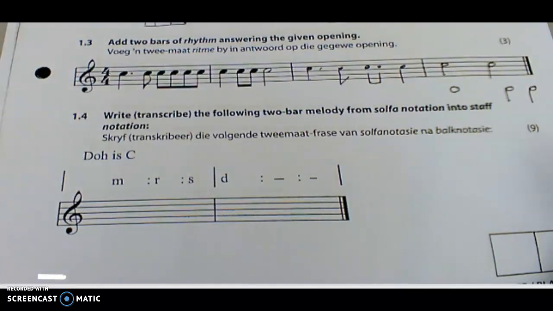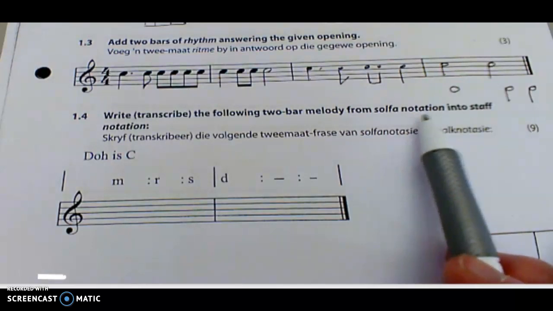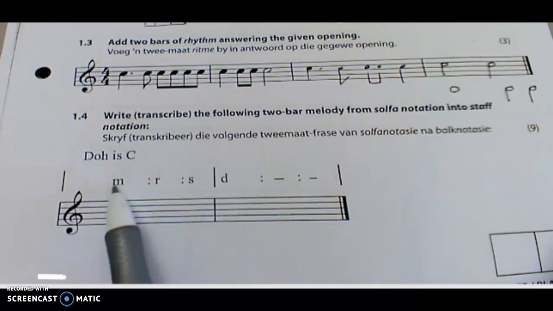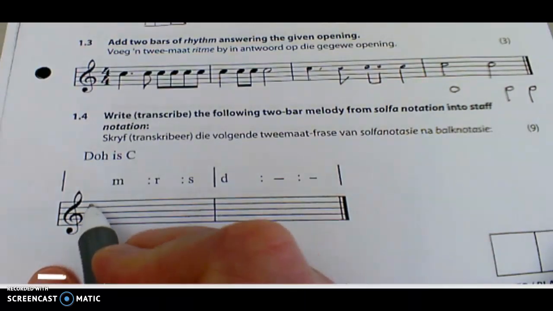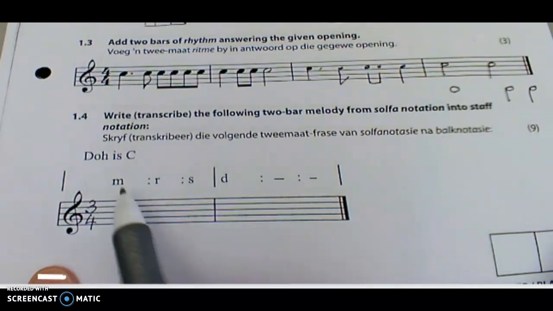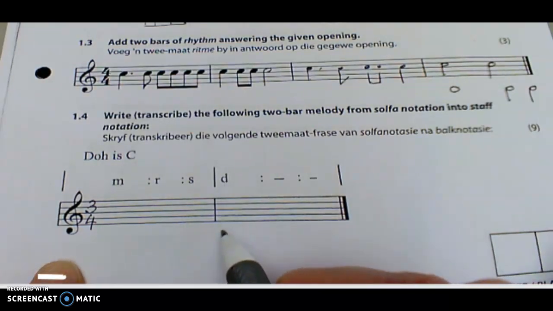Now this is quite a lot of marks, 9 marks for writing the solfa notation into staff notation. I see there 3 crotchets in a bar, and I have no key signature in front because this is C major, and I must write my time signature, 3, 4. Mi, re, so, do. So this is the low do. I can already do that one.